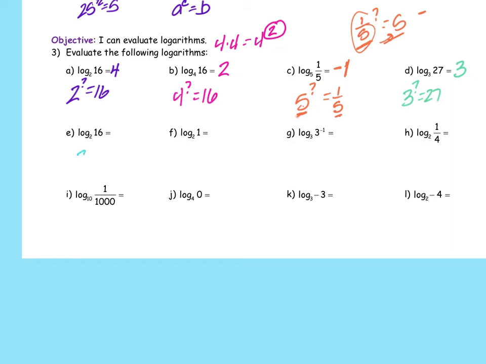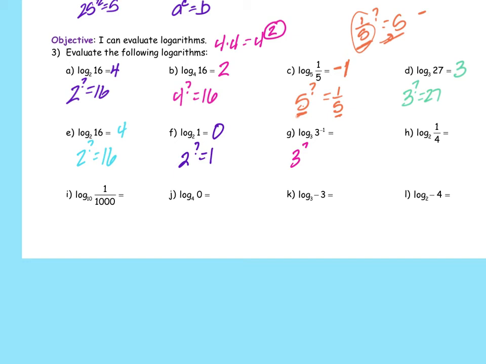Okay, this says 2 to what power equals 16? Well, that's 2 to the 4th power. Yes, they are, Paige. Very good. Good job. F says 2 to what power equals 1? Well, that's 0. Remember, we just got done talking about this: any power that equals 1 is always 0. So if it equals 1, it will always be to the 0th power. That's another way you can think about that.